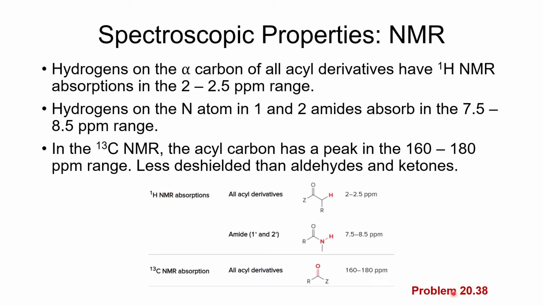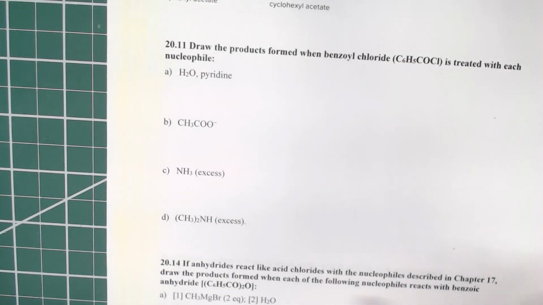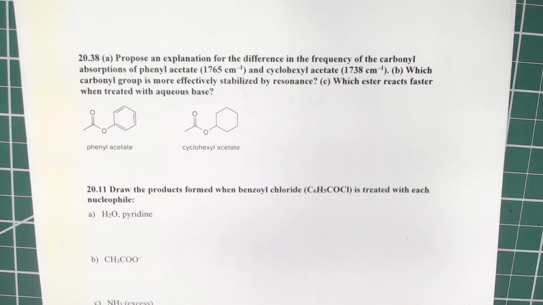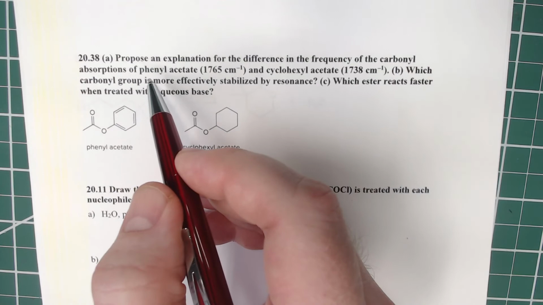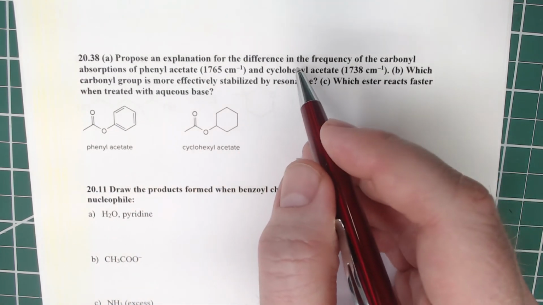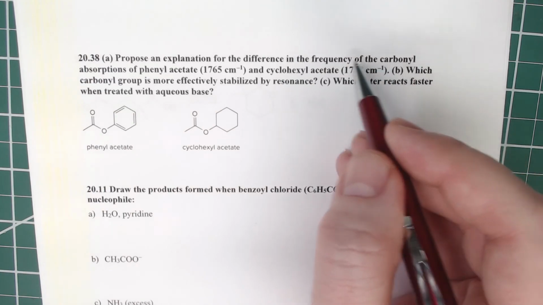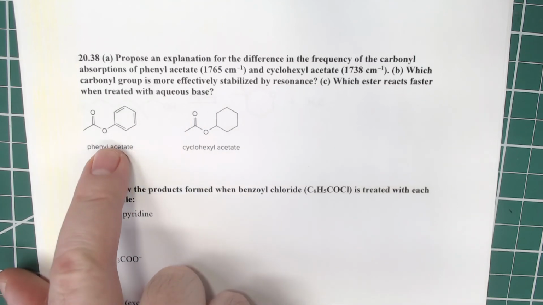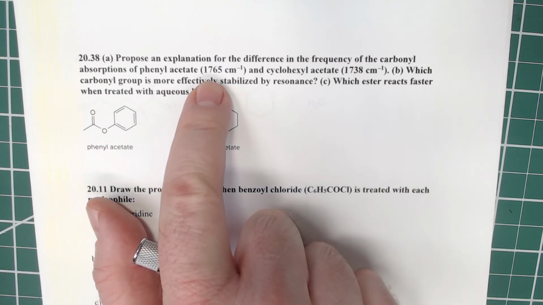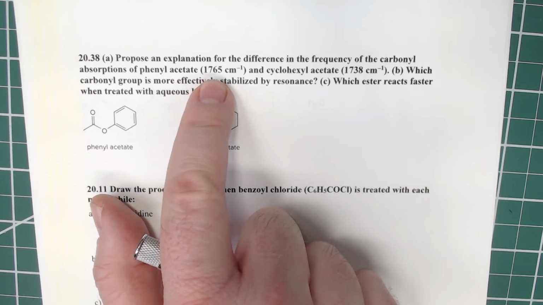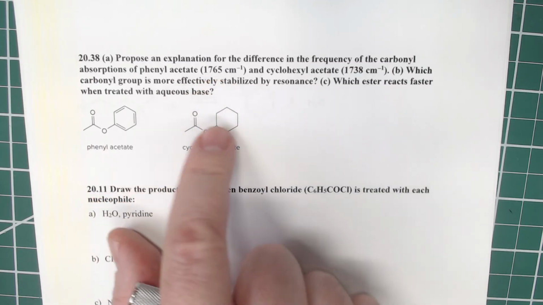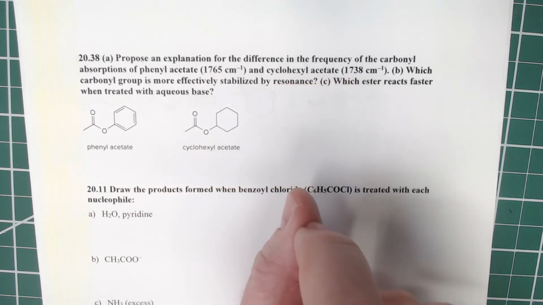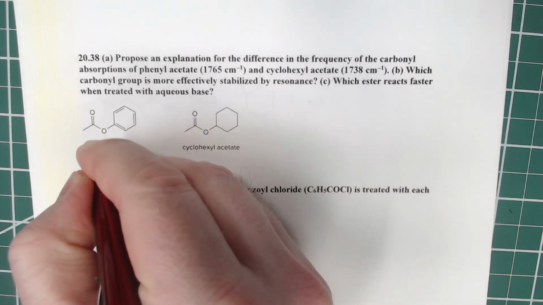Okay, let's look at number 38 on our in-class assignment. So we're going to switch over. Number 38, right here. All right, so propose an explanation for the difference in the frequency of the carbonyl absorption. And frequency here, we mean wave number. So for phenyl acetate, which is this one, it has a wave number at 1765. And for the cyclohexyl acetate, it has a wave number at 1738. So we'll put those numbers in.